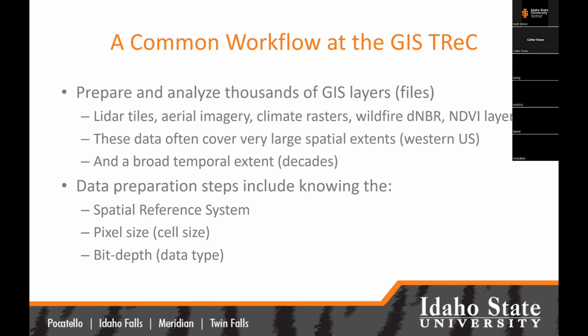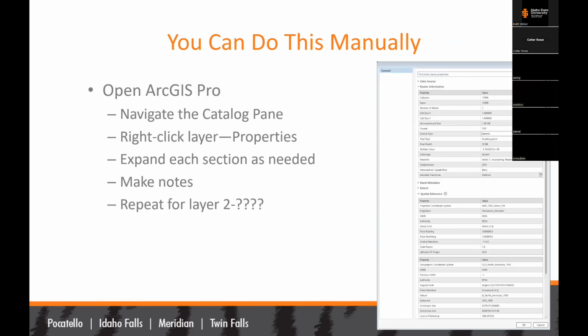Our data preparation steps include, number one, knowing what is the spatial reference system of this layer and the next layer and the next one. What's the pixel size? Are they all the same? Well, oftentimes for our spatial analysis, the science that we're doing, we need to make sure that we're dealing with very, very uniform and consistent data. So the same pixel size is really important. What's the data type? What's the bit depth? Our LiDAR data needs to be 32-bit floating point data, et cetera, et cetera. We need to know that before we jump into our analysis so that our analysis is done correctly.